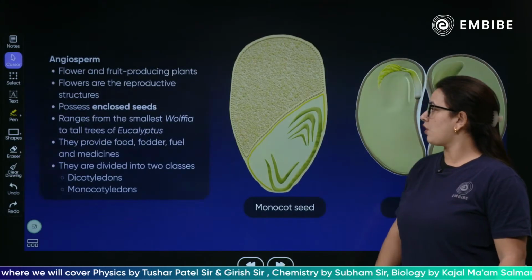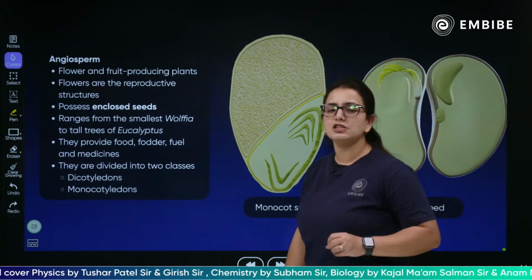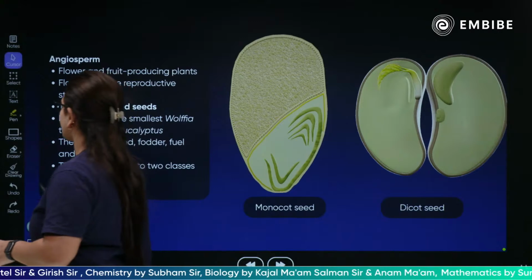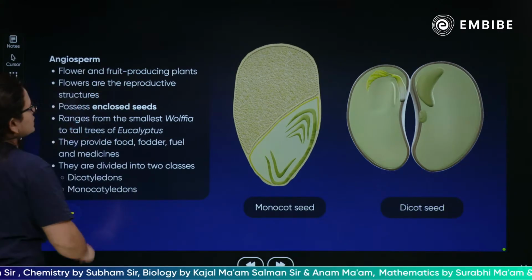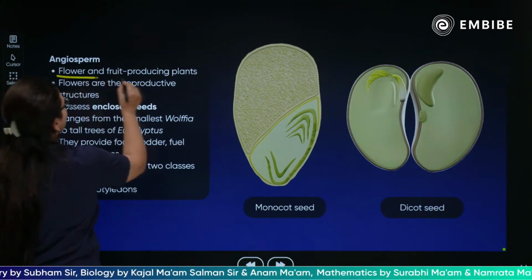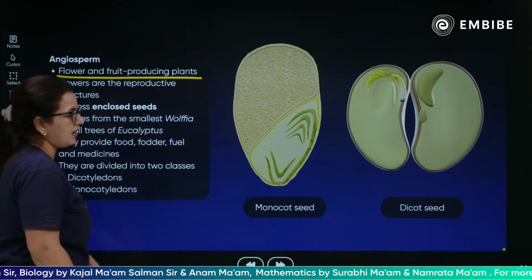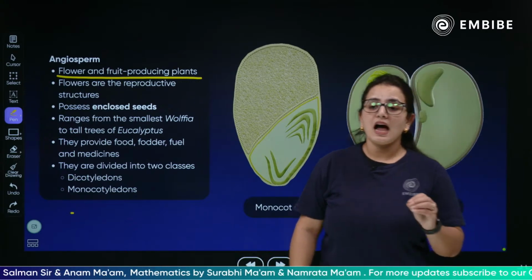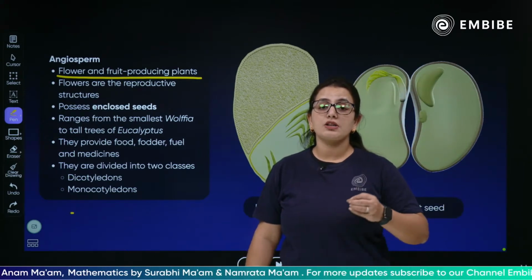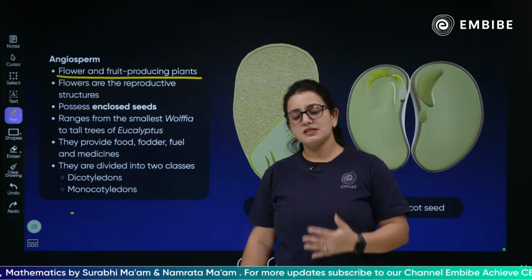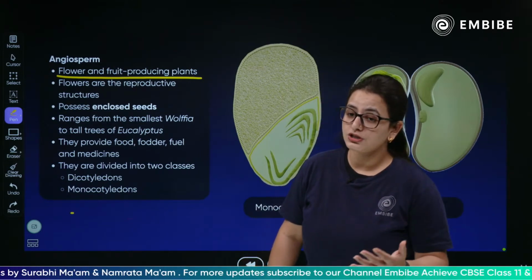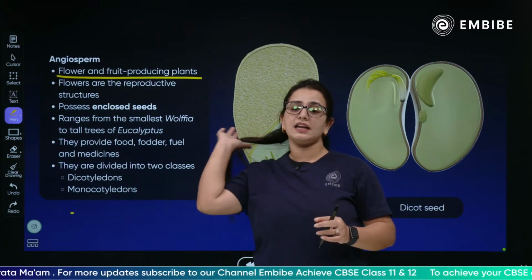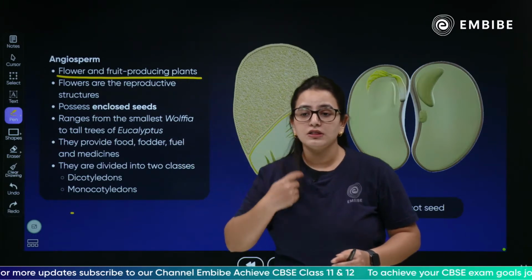Next, talking about angiosperms, let's see the features they have. What are the characteristics of angiosperms? They are flower and fruit producing plants, and flowers are the reproductive structure. In the coming session we are going to discuss the morphology of flowering plants, and there you will get to know how beautifully all the parts are arranged on the flower.